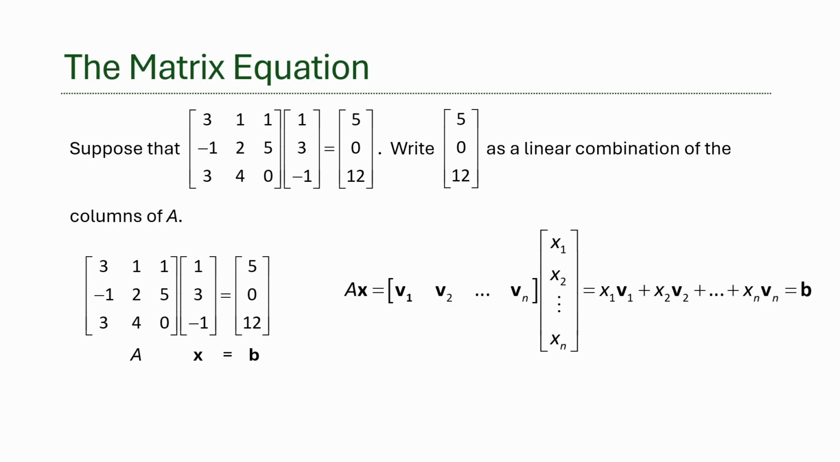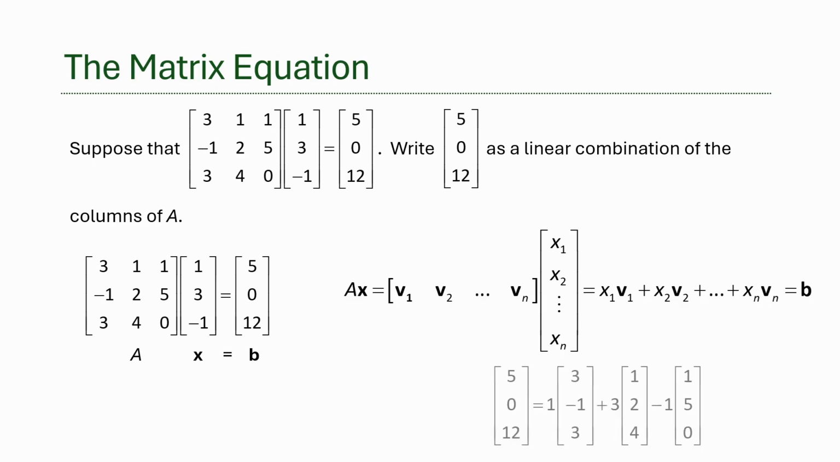And what I really care about is that third part, x1 v1 plus x2 v2, and so on. Right? This is telling me that if I have that product Ax, then the b vector is equal to a linear combination of the columns of A where the weights are the entries in x. Okay, so if I take (3, -1, 3), make that v1, (1, 2, 4), make that v2, and so on, this is what we end up with.